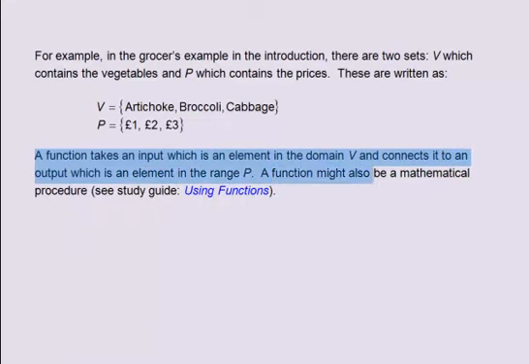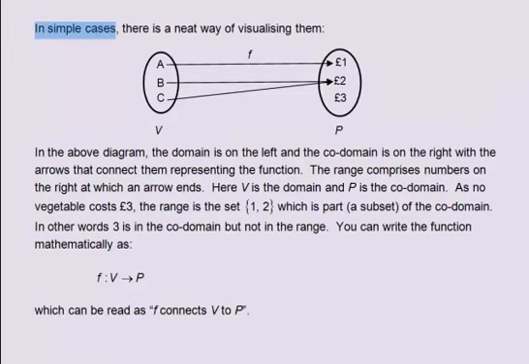A function might also be a mathematical procedure. See study guide, using functions. In simple cases, there is a neat way of visualizing them. In the above diagram, the domain is on the left, labelled V, and the codomain is on the right, labelled P, with the arrows that connect them representing the function f.